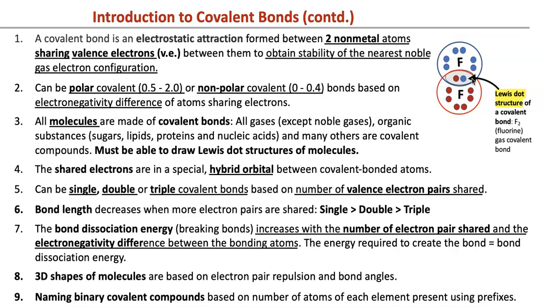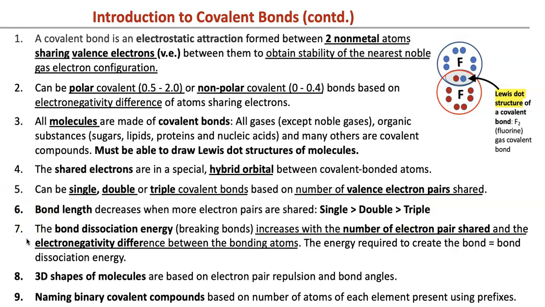Bond length is the distance between the nucleus of one atom to the nucleus of another atom in a bond. This decreases when more electron pairs are shared. Bond length is highest in single bonds, second highest in double bonds, and lowest in triple bonds.